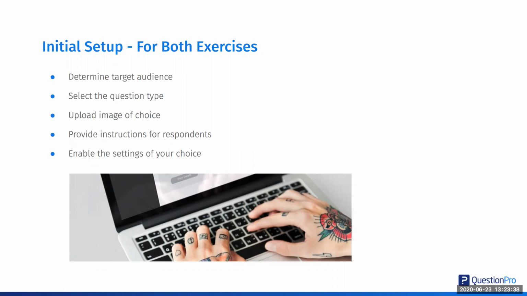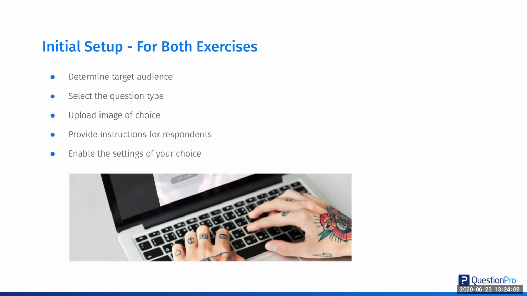Select the question type within the survey. Upload the image of your choice in this exercise. In the case of heat maps, something that is important to consider when it comes to choosing an image is to make sure that these images have enough information within the graphic, and that the imagery itself is clear enough. You really want to ensure that there are no anomalies that could affect the overall heat map picture.